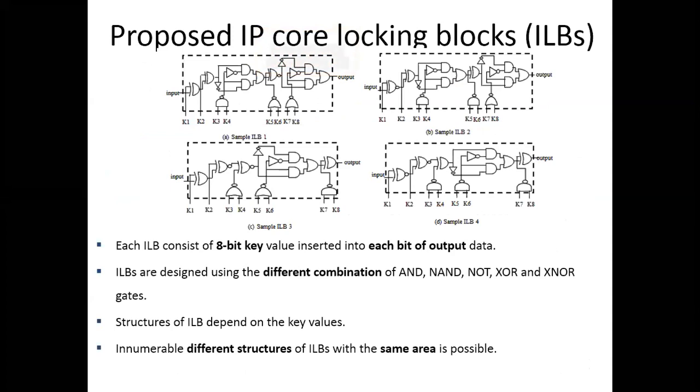Now, let us talk about the ways to actually secure it. One of the ways to secure it would be to use something called IP core locking blocks. These are blocks added at the output of every functional unit in the RTL structure, and they will only allow a respective bit to transfer to the output if the attacker is able to apply the correct key combination from K1 to K8. So for every output bit that needs to be deciphered, an attacker has to apply the right combination of 8 bits. That's how these locking blocks look.